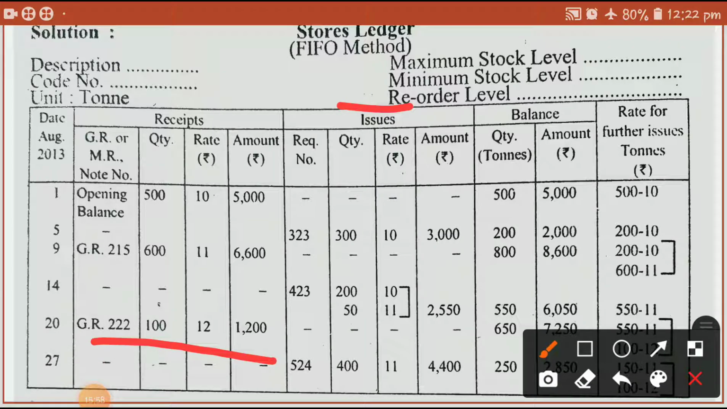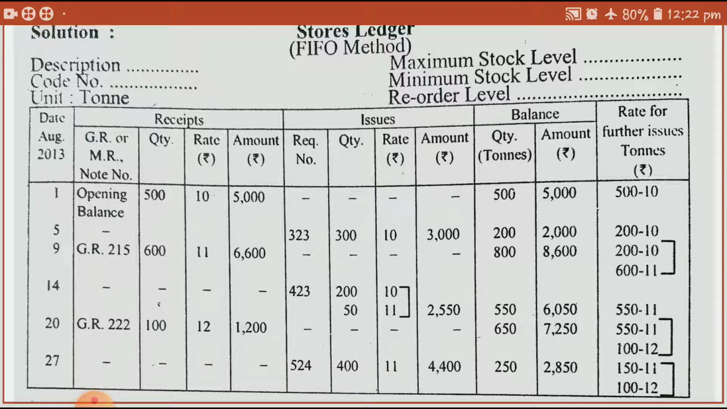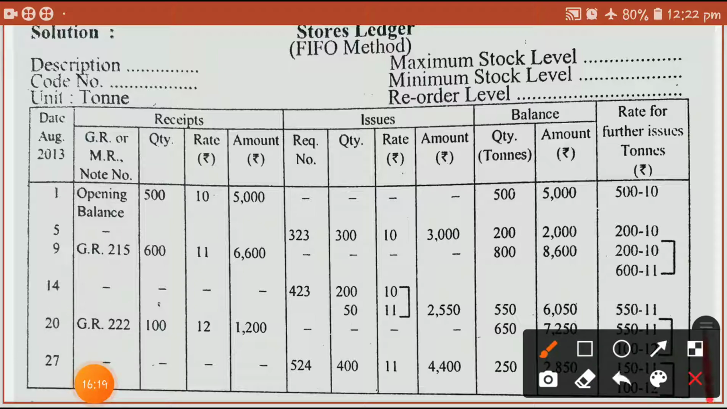The receipt column is to be left blank because we don't have any receipts on 27. We are issuing 400 units. Now you have to judge from which stock you are taking it out. We have here 550 units plus 100 units of 12 rupees. So we have to take the 400 units out of the 550 stock. The 550 were left from earlier at 11 rupees, so we will take out 400 units from that and their price is 11 rupees, so 4400 amount will be issued.